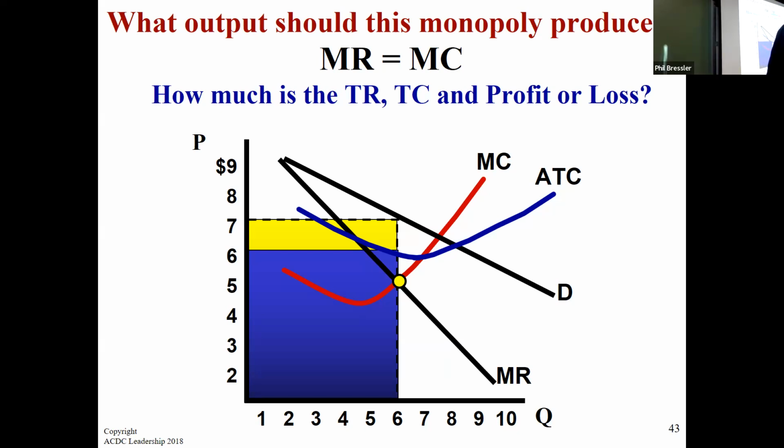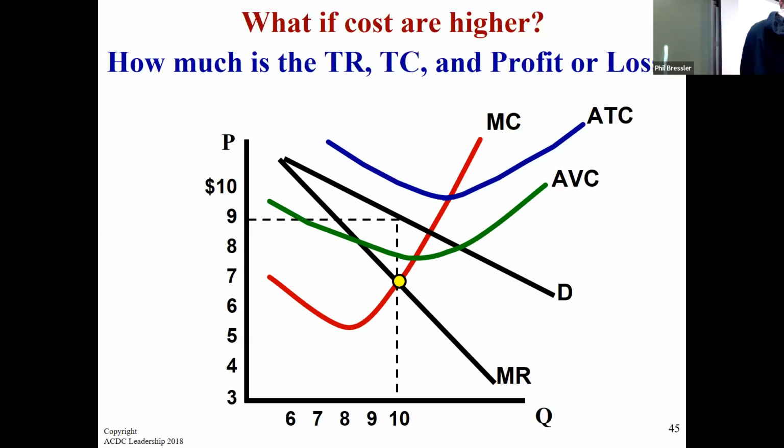6 times 30, which is 36, so we're making $6. Okay? Right, we did 7 times 6 is 42, 6 times 6 is 36, we're making $6. Okay.